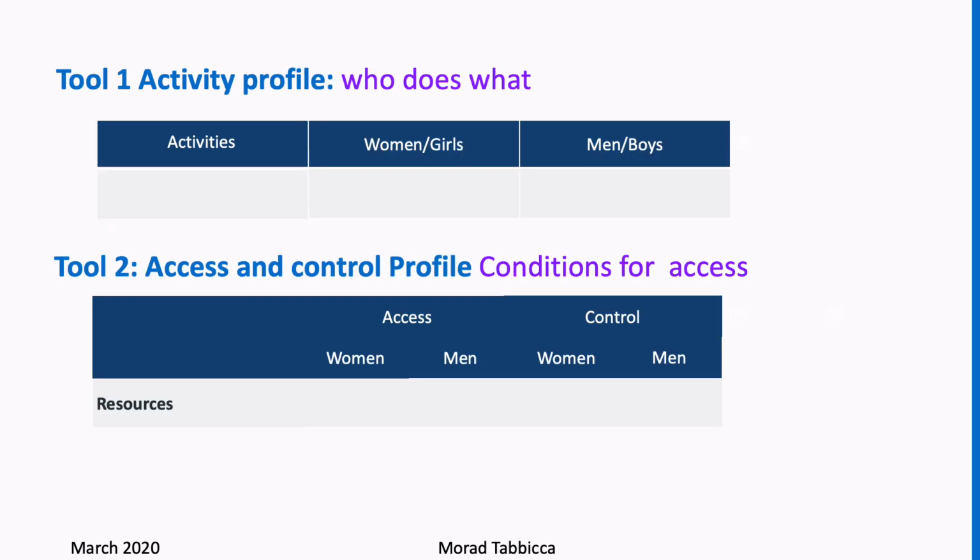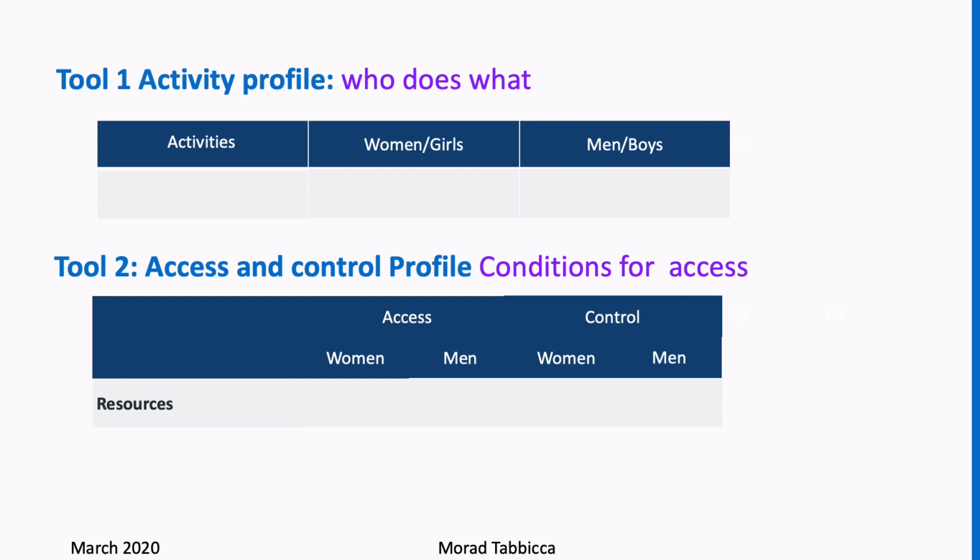The first tool in the Harvard framework is the activity profile. And the activity profile simply looks at who does what in a given society. So if you have a fishing community, who catches the fish, who dries the fish, who smokes the fish, who sells the fish, you know, these are all activities. In a farming community, who grows the food crops, who grows the cash crops, who sells the food crops, who sells the cash crops. These are our activities.